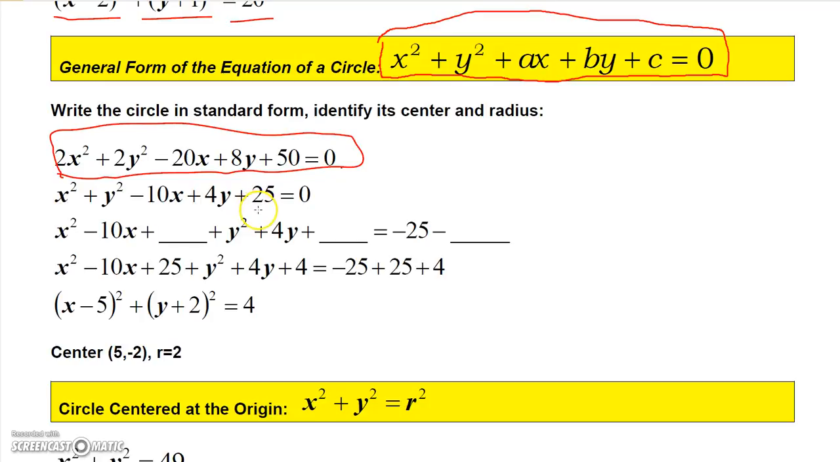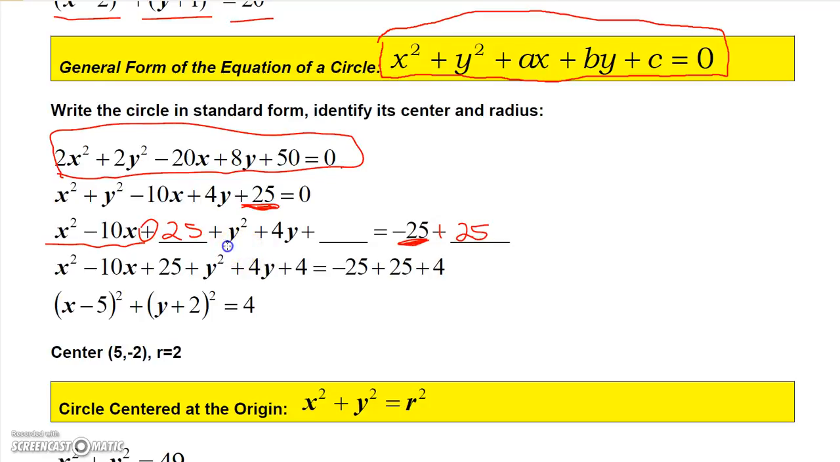Now let's get rid of this 25. We're going to move this 25 to the other side right here. And the reason I'm going to do that is because I want to add something to these 2 terms. Notice I grouped these x's, x squared and the x term together. I want to add something to this term that will make it a perfect square. And remember how to complete the square? Half of this -10 is -5. -5 squared would be 25. So I'm going to add 25. And then if I do that there, I've got to add 25 over here.